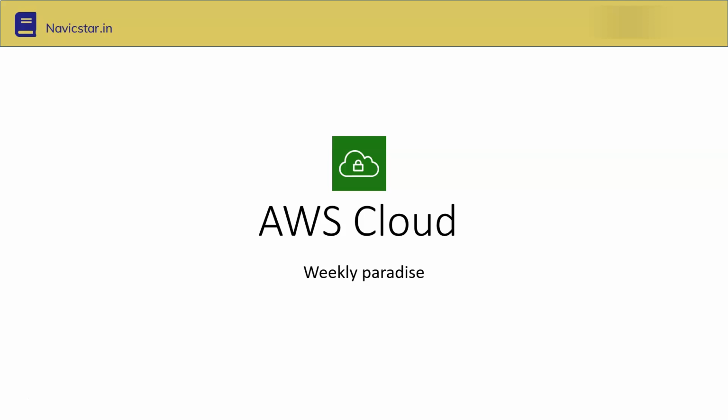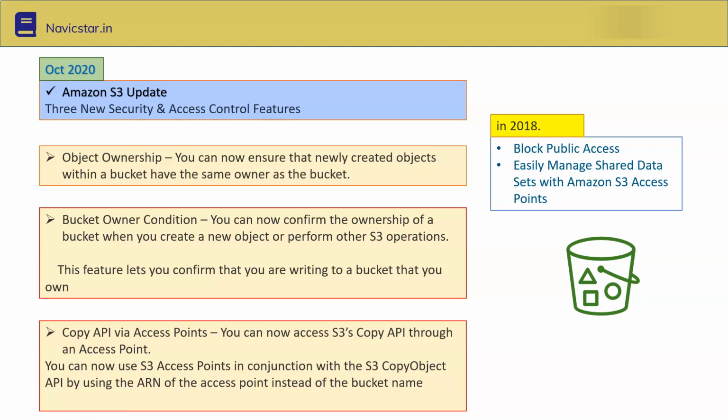So in this weekly paradise, we'll talk about the new release which is happening in the AWS front. So let's check out what are the new release for this month. So in October 2020, we have a new release from Amazon AWS, which is related to the Amazon S3 update.